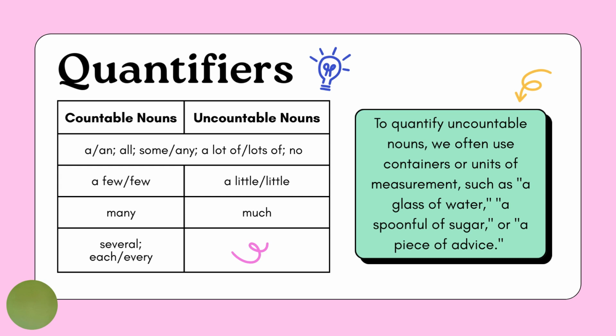A glass of water, a piece of cake, right? Because cake, like bolu, is just like bread. So if we want to say sepotong, you say a slice or a piece. It's more like a piece of cake. So that's the quantifier that you need to remember.